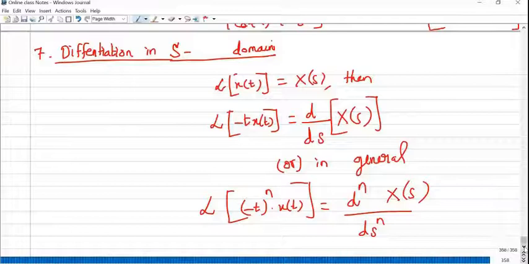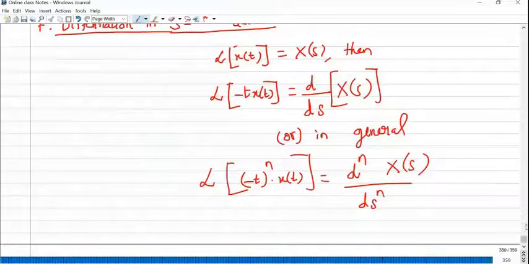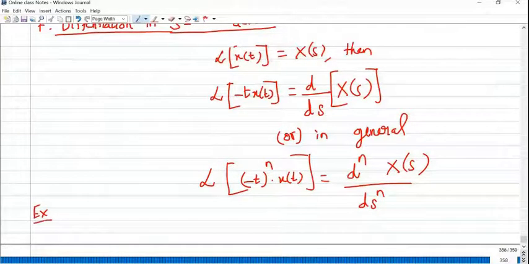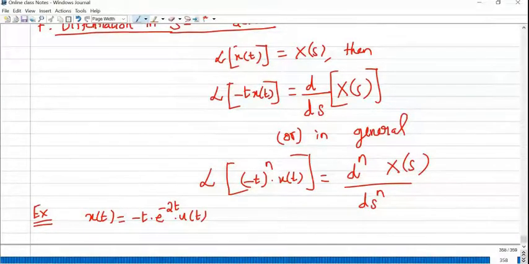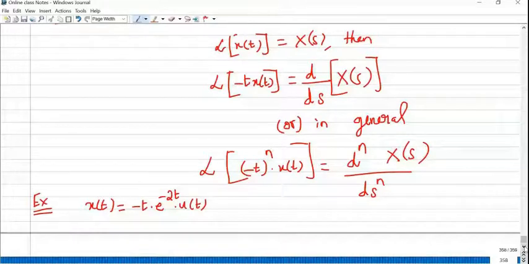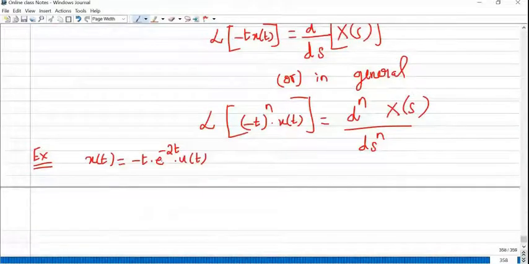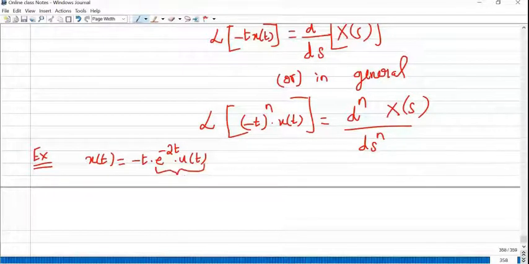So, one small example for this: how to use the differentiation property for solving the problem. Find the Laplace transform of minus t e power minus 2t u of t. Now how to solve it? Don't use direct integration or the formulas. Use the property. Now consider this is your x of t, e power minus 2t u of t.